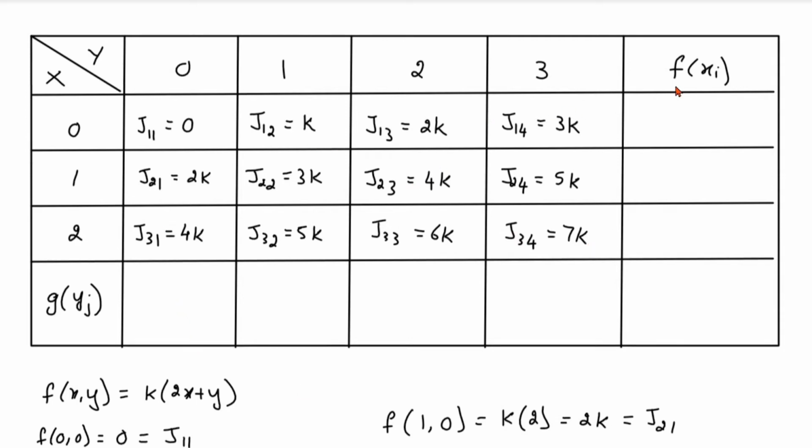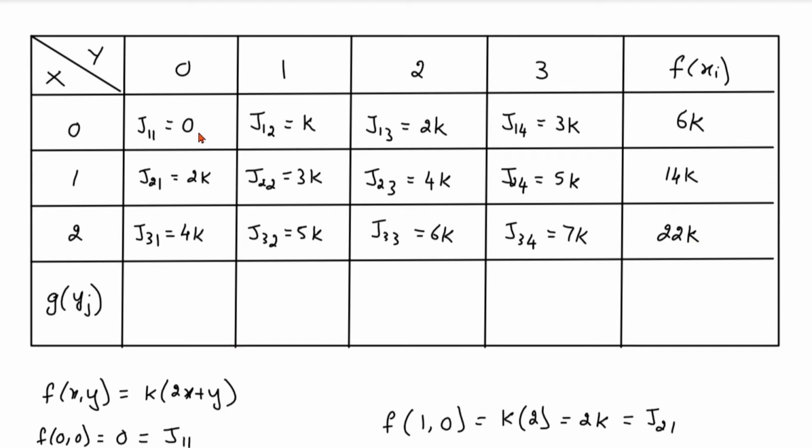Now we need to go for F of Xi, which is nothing but the sum of each row. For the first row, we just sum up 0 plus K plus 2K plus 3K, and you will get 6 times K. The second row sum is 2K plus 3K plus 4K plus 5K, which gives 14 times K. Then for the third row, 4K plus 5K plus 6K plus 7K, the sum will be 22K.